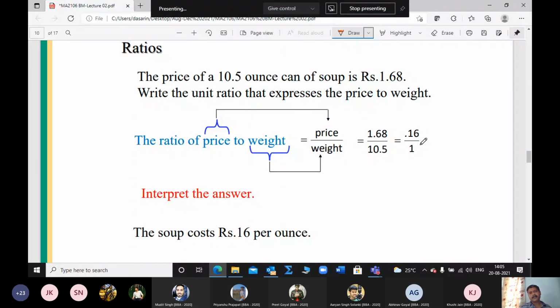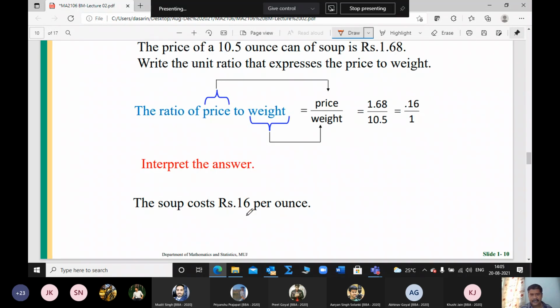I can always write 0.16 as 0.16 divided by 1. In expressing 0.16 as 0.16 divided by 1, it has become a unit ratio for me. Why has it become a unit ratio? Because the denominator has become 1. So the answer to this question is 0.16.